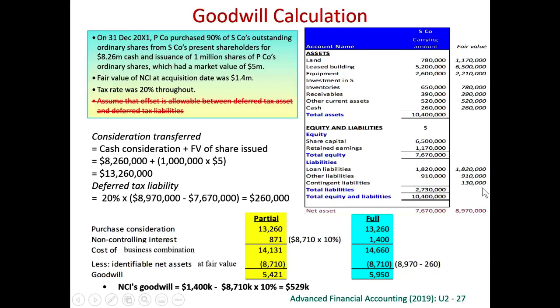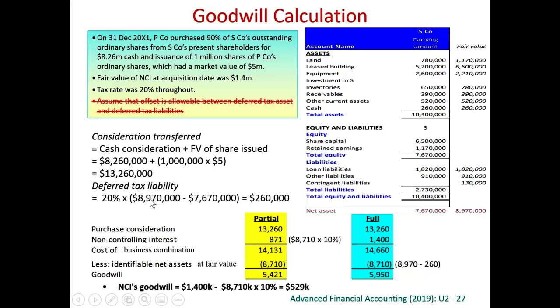Once we have got the fair value of the contingent liability on consolidation, we will recognize it. So 5 items will have fair value adjustments: land, building, equipment, inventory, and contingent liability. When we add together all these assets minus liability, we find that the net assets at fair value should be 8.97. But this is the fair value before we consider the deferred tax.